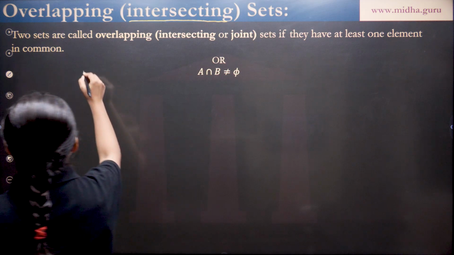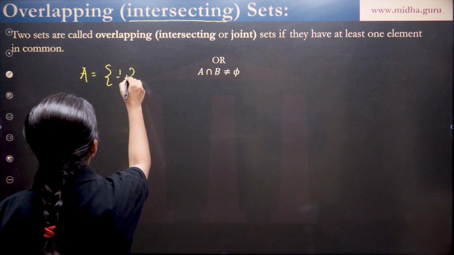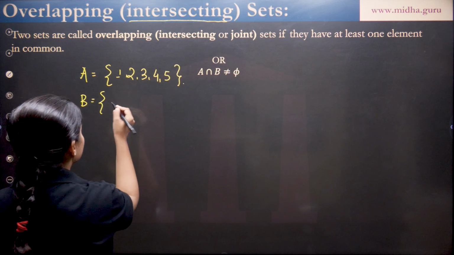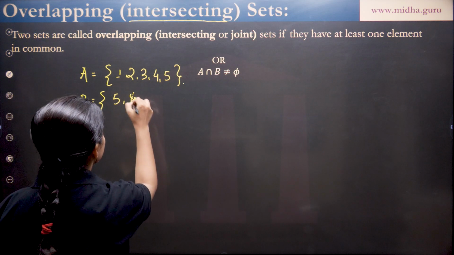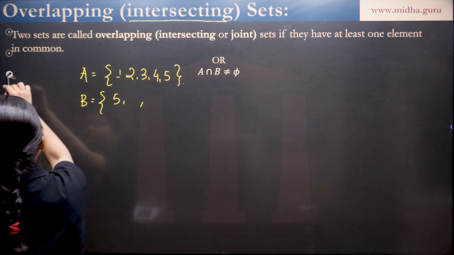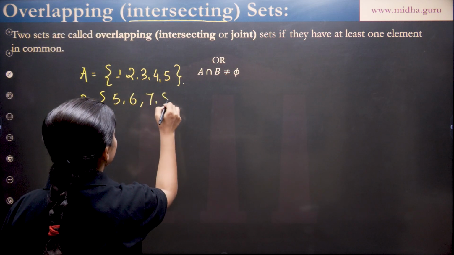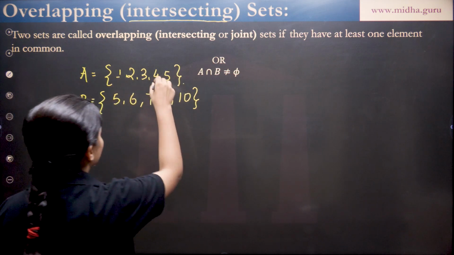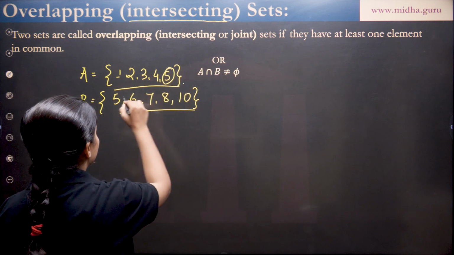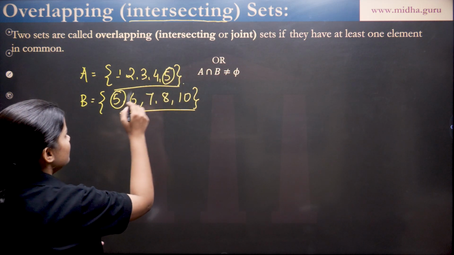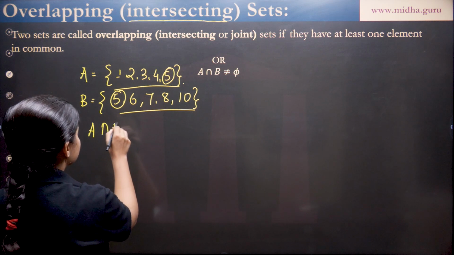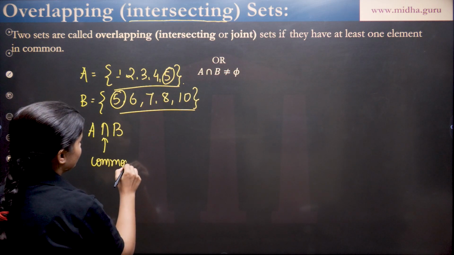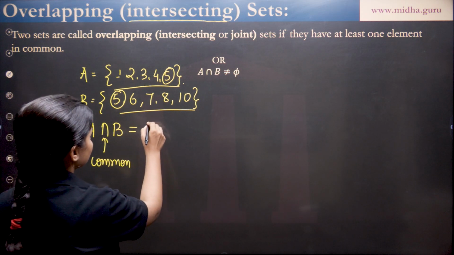overlapping. For example, there is a set A given 1, 2, 3, 4 and 5, and there is another set B given 5, 6, 7, 8, 10. If we try to find the common element between these two sets, we can find that 5 is the common element. So we can write A intersection B. Intersection means common, that is common in both these sets. So A intersection B is {5}.